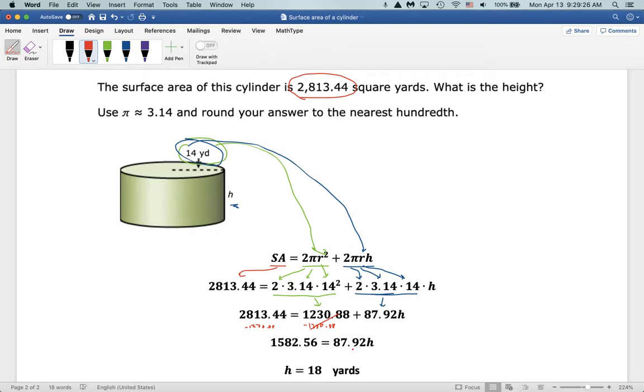Now I'm going to divide by 87.92. When I take this 1,582.56 divided by 87.92, I find my h is 18 yards. So that's going to be the hardest thing you'll see in today's homework.